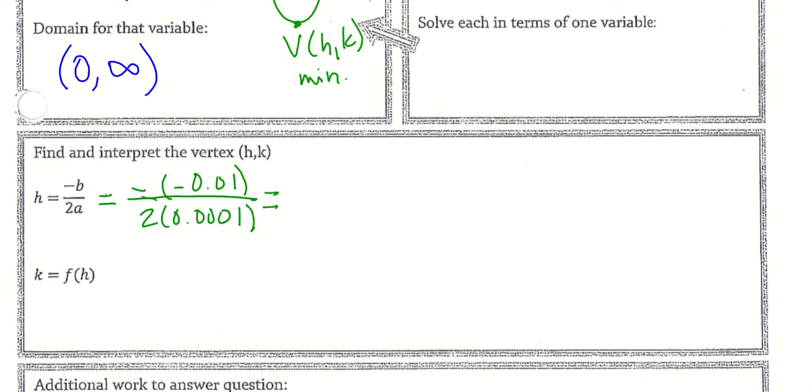Right? We simplify that and we get 50. Well, what is 50? 50 is the speed of the truck. Right? It's our independent variable, and it is measured in miles per hour. Okay? So do we need to find K?